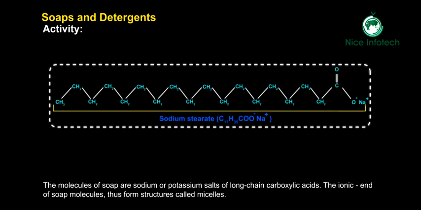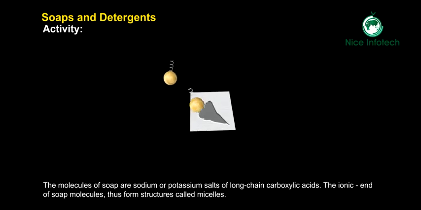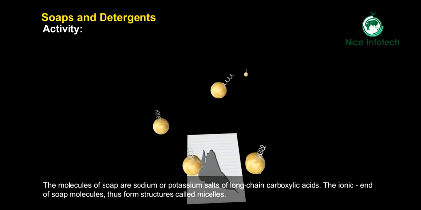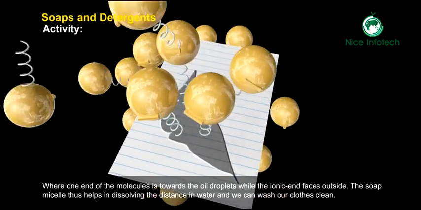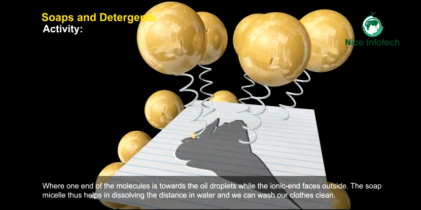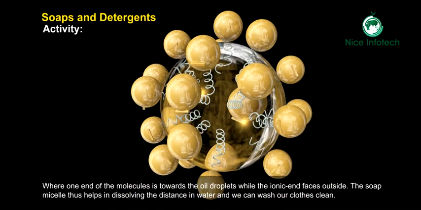The molecules of soap are sodium or potassium salts of long chain carboxylic acids. The molecules form structures called micelles, where one end of the molecules is towards the oil droplets while the ionic end faces outside. The soap micelle thus helps in dissolving the dirt in water and we can wash our clothes clean.